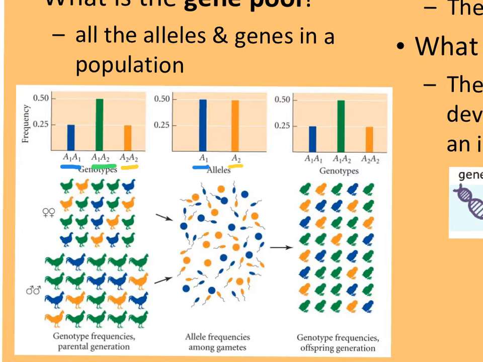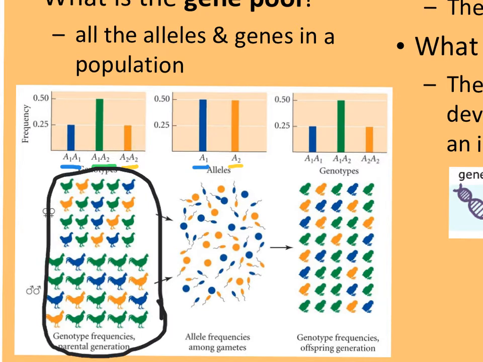So now we have chickens. We can see this is the whole population, by the way. You can figure out what the frequencies are, but you can see up above, it says 25% A1, A1, 25% A2, A2, that's 50%, and then 50% A1, A2. That's the population.